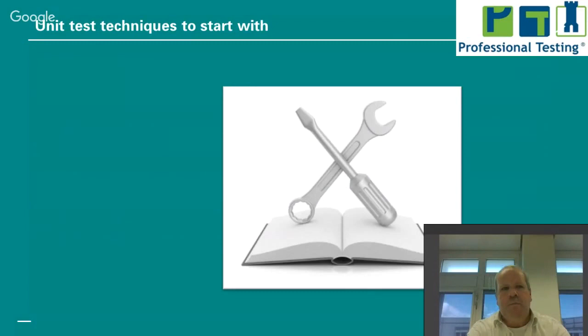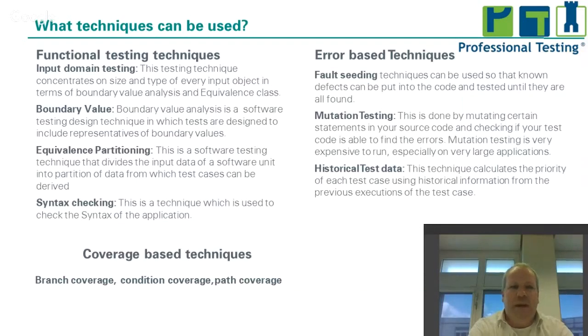So what would be the test techniques for unit testing? Well, they're the good old-fashioned techniques we already know: input domain testing, boundary value analysis, equivalence partitioning, syntax checking. These are all things you can do at the unit test level. What techniques can we use more?